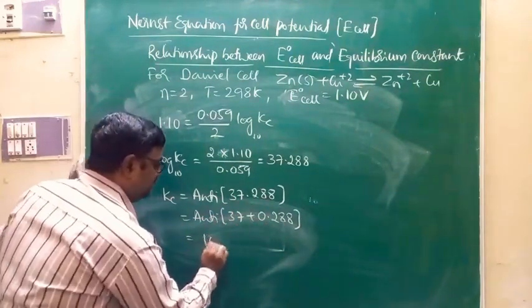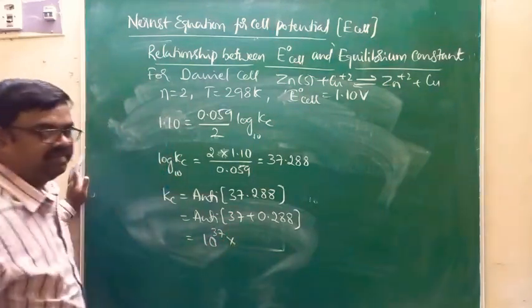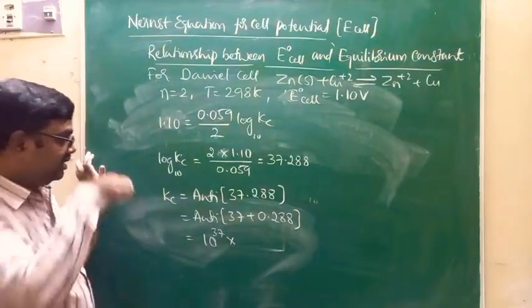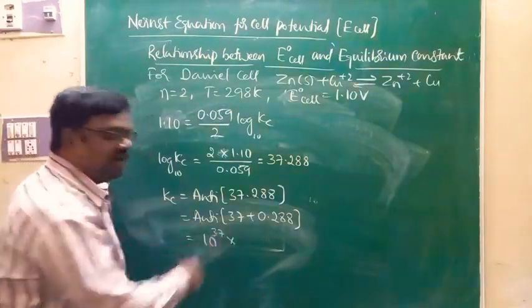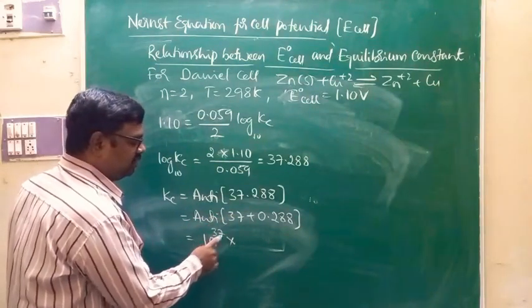The anti-log of 37 is 10 to the power of 37. Since there is a plus here, we must multiply. The anti-log of a plus b is equal to the anti-log of a into the anti-log of b. Okay? The anti-log of 37 is 10 to the power of 37.